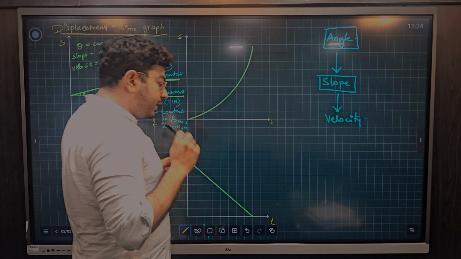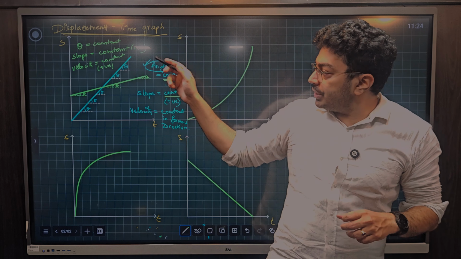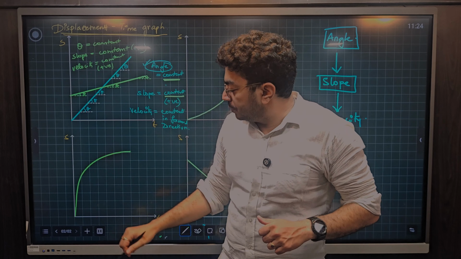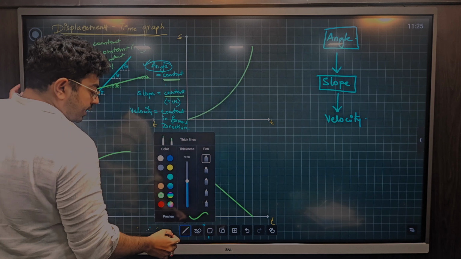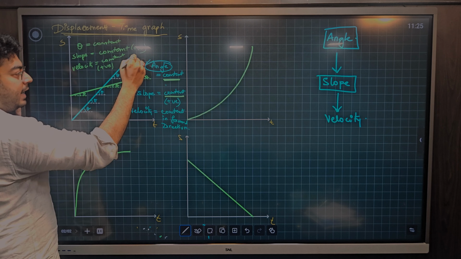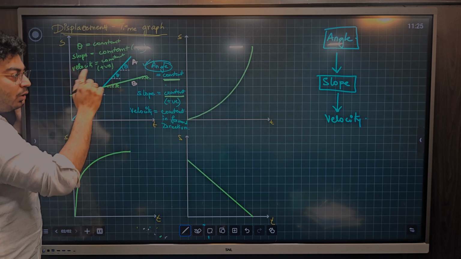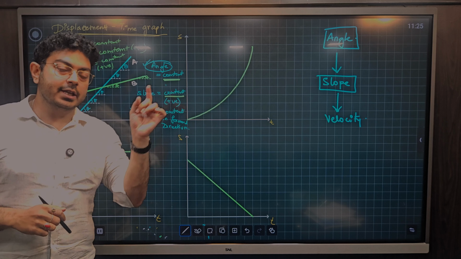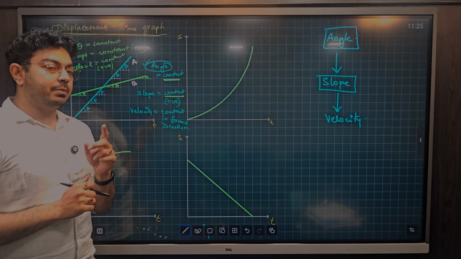Okay. Now see, out of these two, the green line as well as the blue line, let me mark them like this. This is A and this one is B. Out of A and B, whose angle is more?